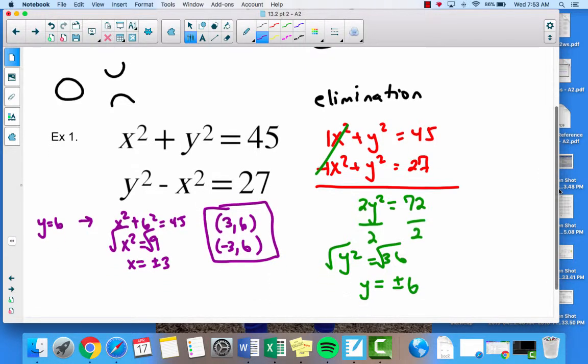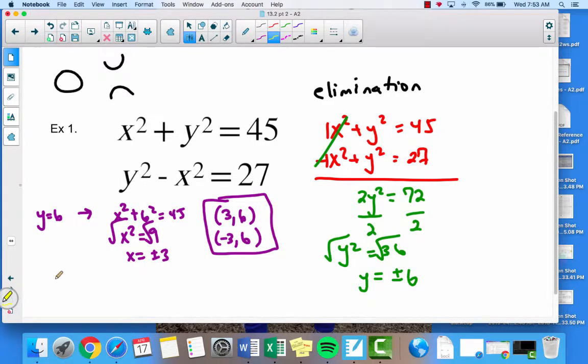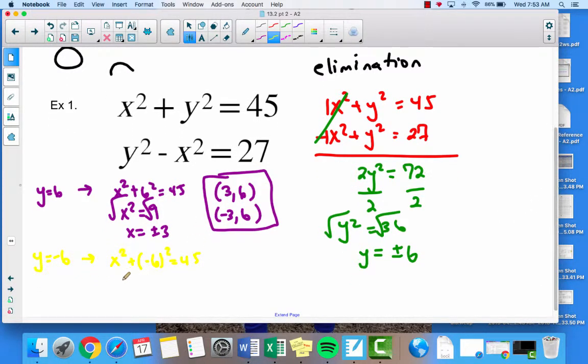Then I have to do the same thing with the negative 6 that I got from my other y. So when y is negative 6, plug those into my equation. I get x squared, and then plus negative 6 squared equals 45. Negative 6 squared is still 36. So when I solve that, I'm actually going to get the same thing. Square root both sides, and we get that x is again positive or negative 3. So my last 2 points would be 3, negative 6, or negative 3, negative 6. And so that means in this problem we've actually got 4 solutions. So this means they cross at these 4 points.